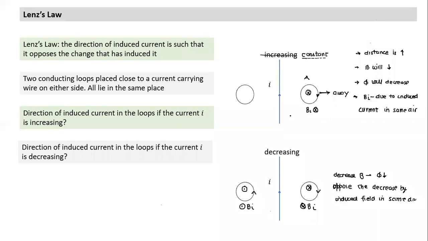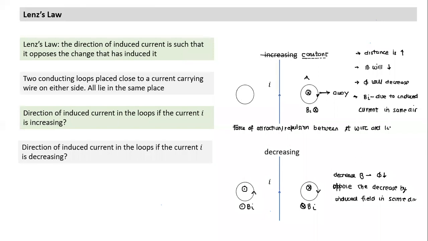Clockwise. Okay, so I ask one more question now. Do you think there will be any force of attraction or repulsion between the straight wire and loop A?